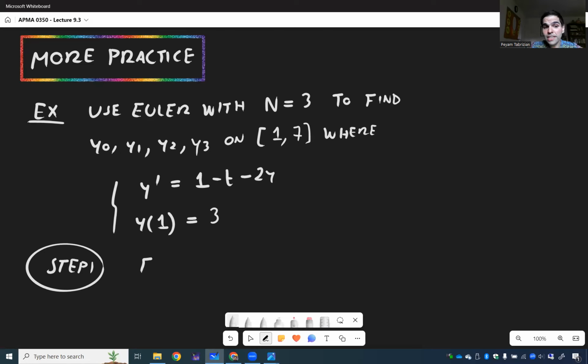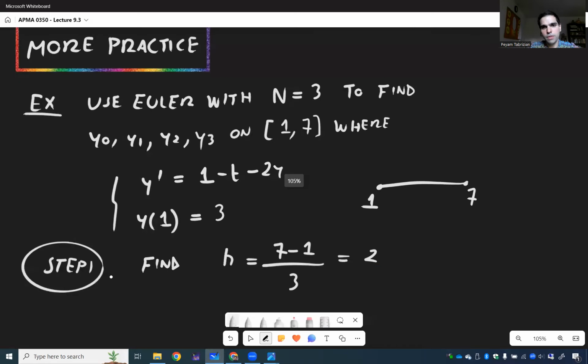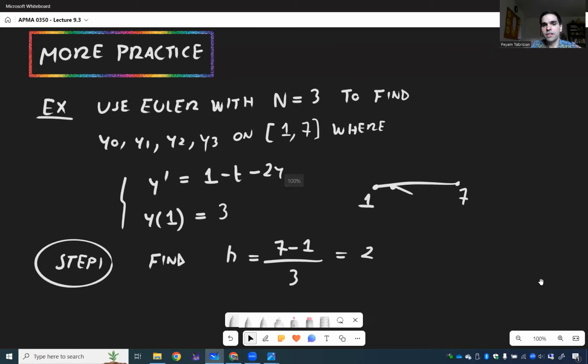So the first step is to find the step size, h, which is simply the interval [1, 7] that you divide up into 3 pieces. So (7 minus 1) over 3, and that becomes 2. And it makes sense because if you want to chop up the interval [1, 7] in 3 pieces, each piece has size 2: 2, 2, 2.